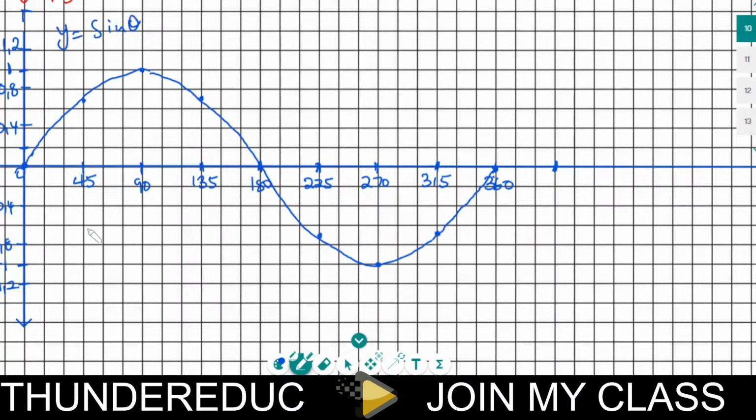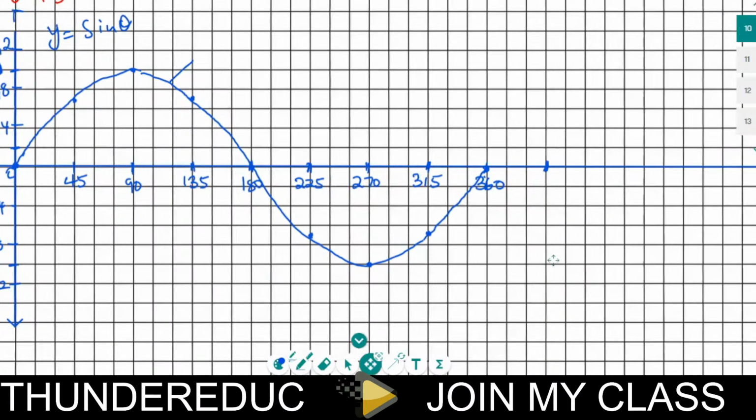So after 360, we have that wave. In this sine graph, we have what we call the crest, and then we have what we call a trough, the top part, as well as the bottom part.